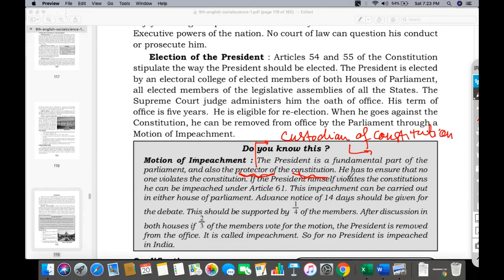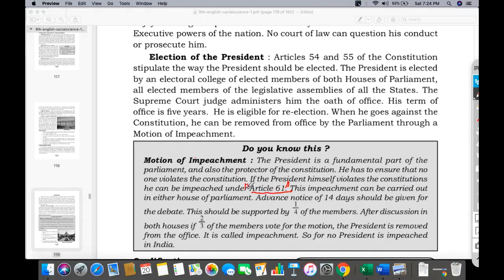Who is the custodian of the Constitution? It's the Supreme Court of India. This question was asked in the UPSC examination, which we fondly call the IAS examination. It was asked who is the custodian of the Constitution, and the answer was the Supreme Court of India. So no one can challenge this. The President may be the protector, but the custodian of the Constitution is the Supreme Court of India. He has to ensure that no one violates the Constitution. If the President himself violates the Constitution, he can be impeached under Article 61.